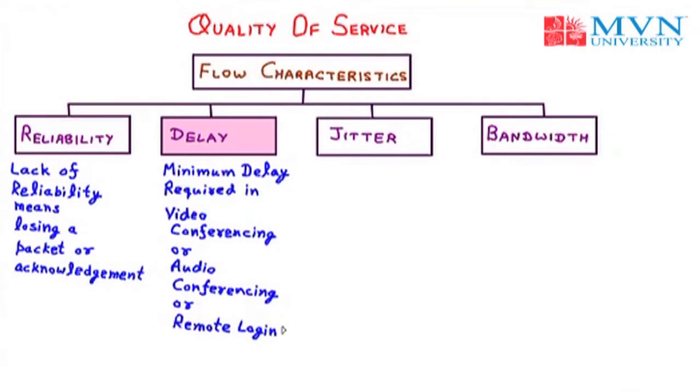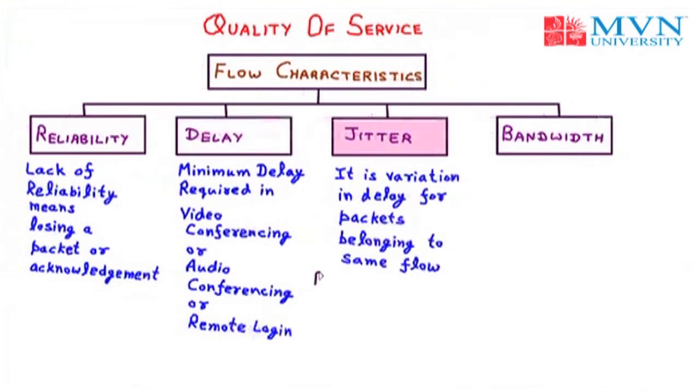The next one is jitter. So what is jitter? Jitter is basically the variation in delay for packets belonging to the same flow. To understand jitter, let us take an example of packets. Suppose we have 4 packets, P1, P2, P3 and P4. Let us suppose we send these packets at starting times 0 for P1, 1 for P2, 2 for P3 and 3 for P4.